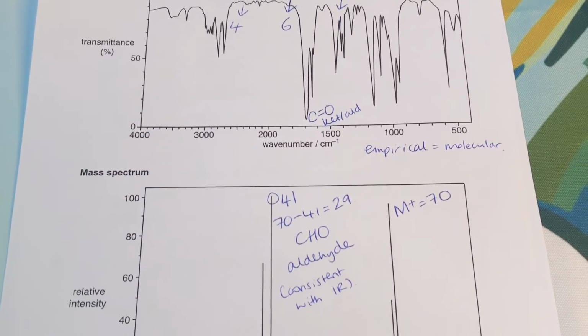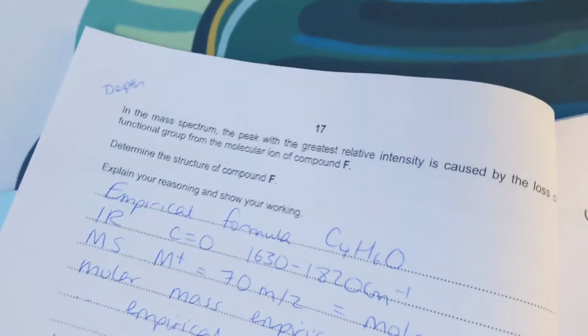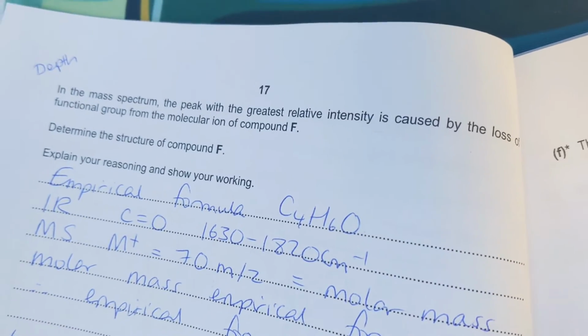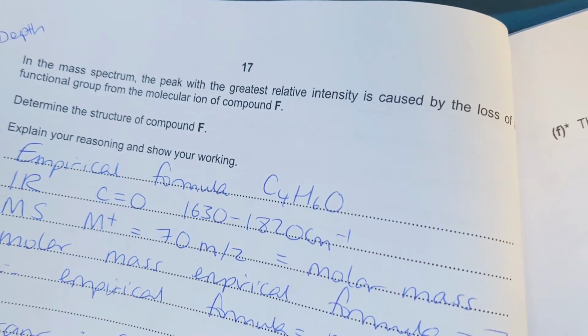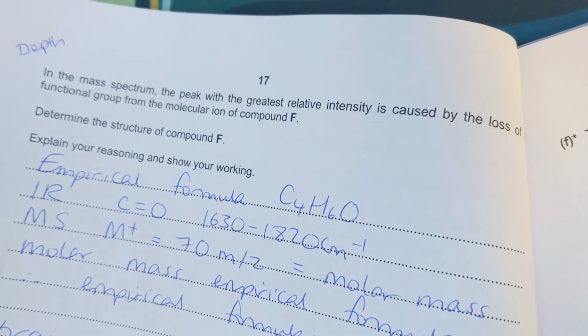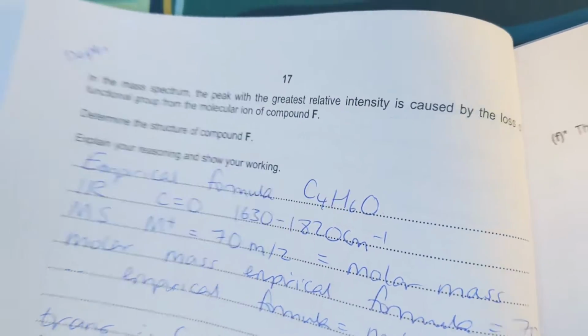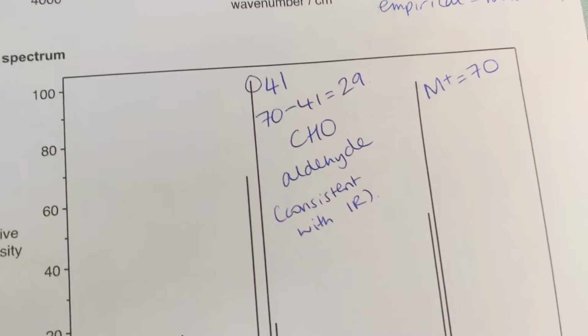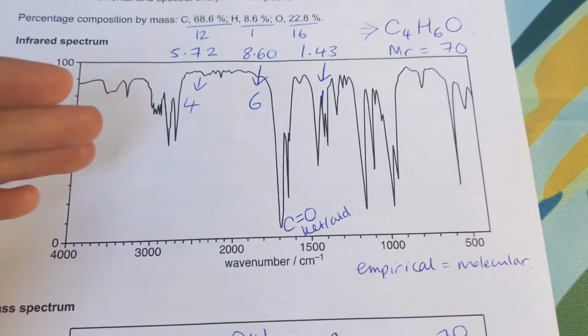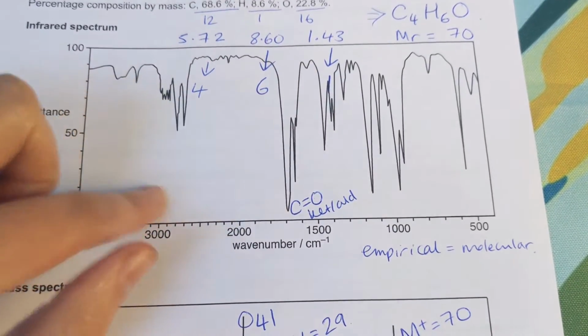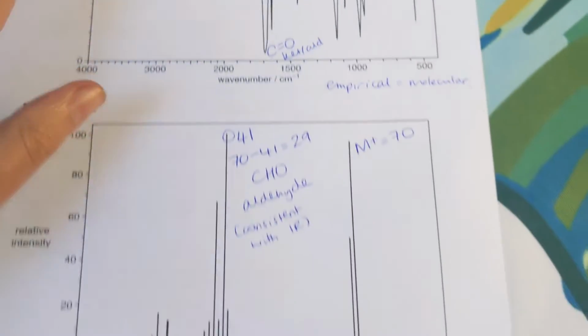Now, before we look back at the mass spectrum, it probably would have been useful if I showed you the rest of the question. It says, in the mass spectrum, the peak with the greatest relative intensity is caused by loss of a functional group from the molecular ion. So the functional groups are things like aldehydes, ketones, carboxylic acids. From the infrared, we suspect a ketone or aldehyde. Can't be a carboxylic acid. We've got no O-H absorption here.